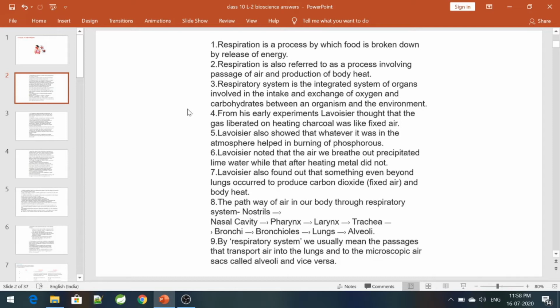He described the path of how things take place: from the nostril through the nasal cavity to the pharynx, larynx, trachea, bronchi, bronchioles, lungs and alveoli. By respiratory system, we usually mean the passage that transports air into the lungs and to the microscopic air sacs, the alveoli, which are very small, where the passage of gases takes place. Oxygen is taken in and carbon dioxide is released out.